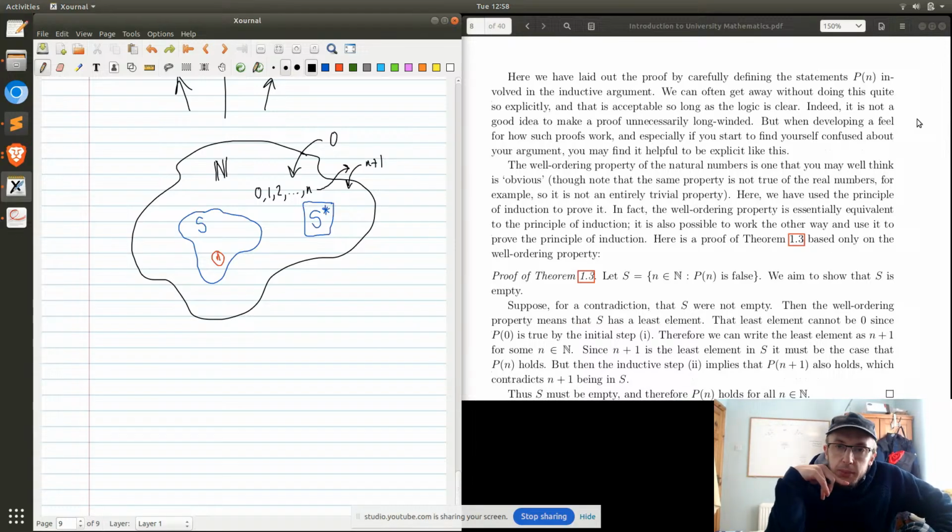Here we have laid out the proof by carefully defining the statements P of n involved in the inductive argument. We can often get away without doing this quite so explicitly, and that is acceptable so long as the logic is clear. Indeed, it is not a good idea to make a proof unnecessarily long-winded. But when developing a feel for how such proofs work, and especially if you start to find yourself confused about your argument, you may find it helpful to be explicit like this.